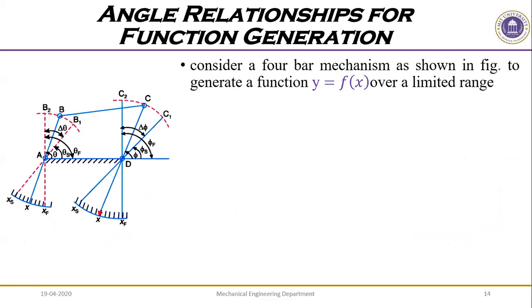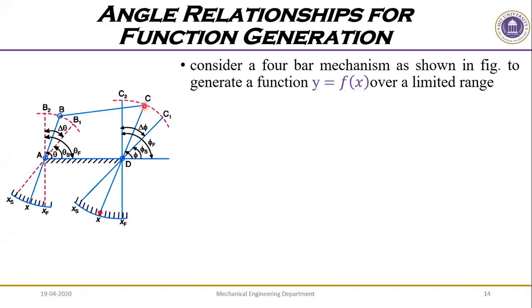Now, it is not the case that each and every time we only have to follow the function. At that time, displacement also we have to take into consideration. That is called angle relation for function generation. Consider a 4-bar mechanism as shown in the figure to generate a function. In this case, to generate the function y is equal to f of x, this one is the input.